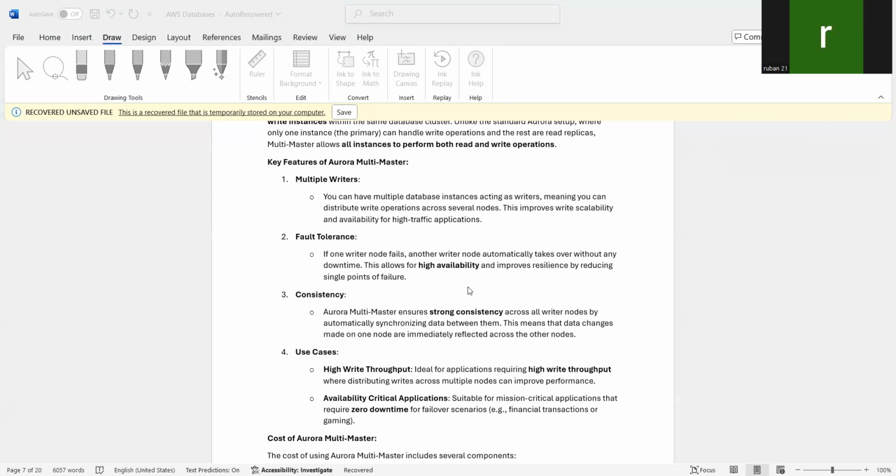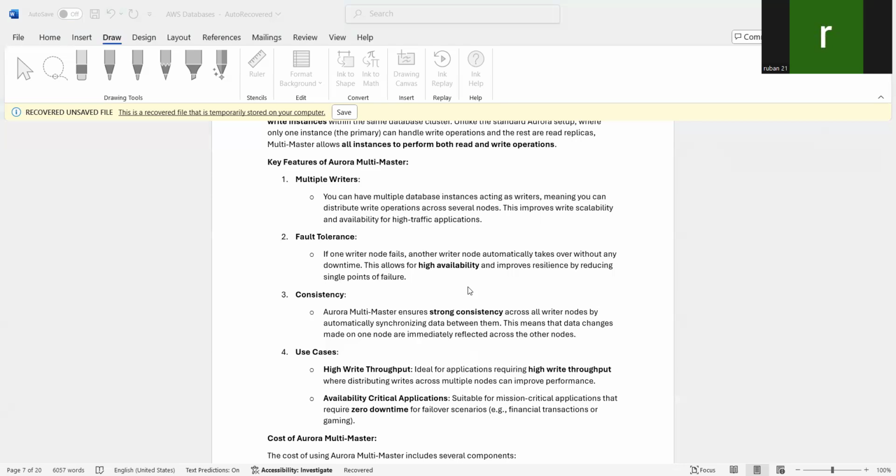Fault tolerance. If one writer node fails, another writer node automatically takes over without any downtime. This allows for high availability and improved resilience by reducing single point of failure.